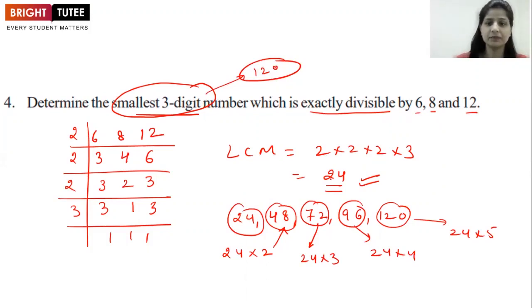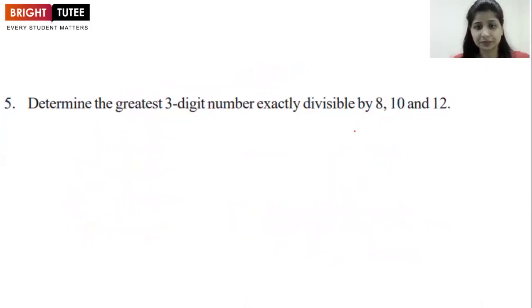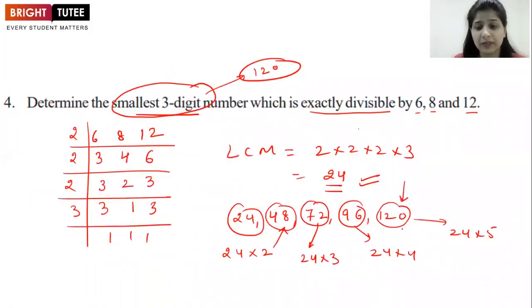Clear? Going to the next question. In this it is asking, determine the greatest 3 digit number exactly divisible by 8, 10 and 12. Think about it, they're asking about the greatest 3 digit number, not the smallest. So what we need to do? Instead of the smallest, we need to go for greatest. In smallest, what we did? We got the answer when we multiplied 24 with 5. It may happen when we are searching the greatest number, then we have to think about more multiplication of 24 with 6, 7, 8 and 9.